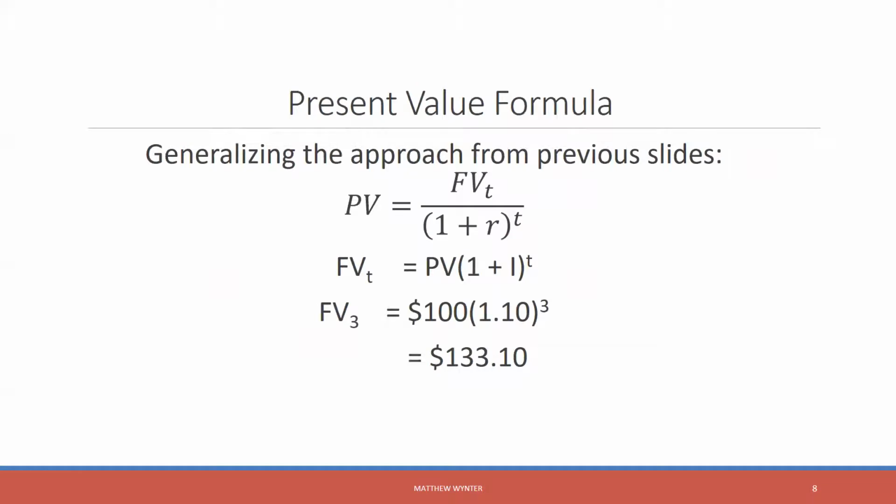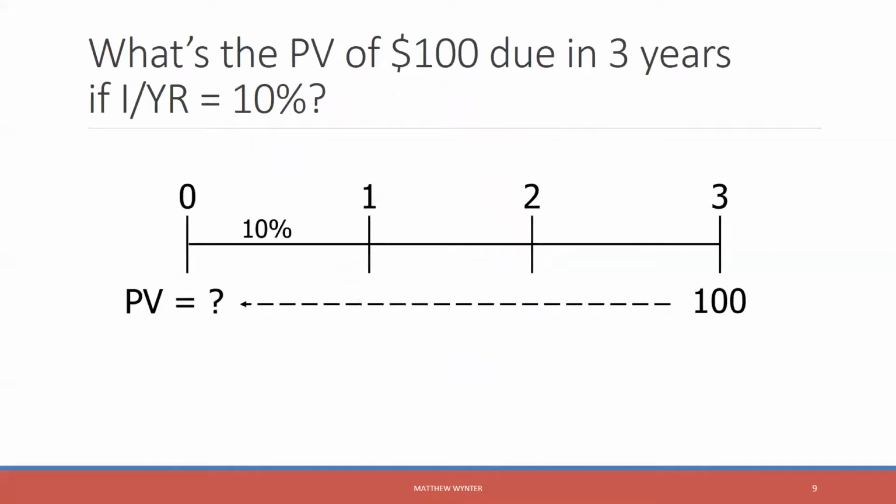Okay. So generalizing the approach from the previous slides, we've got our present value equal to our future value at time t divided by 1 plus r to the t. And we can always switch things around. We can very easily solve for our future value. If you give me a present value, I can just move my equation around. All right. What's the present value of $100 due in 3 years if r equals 10%?